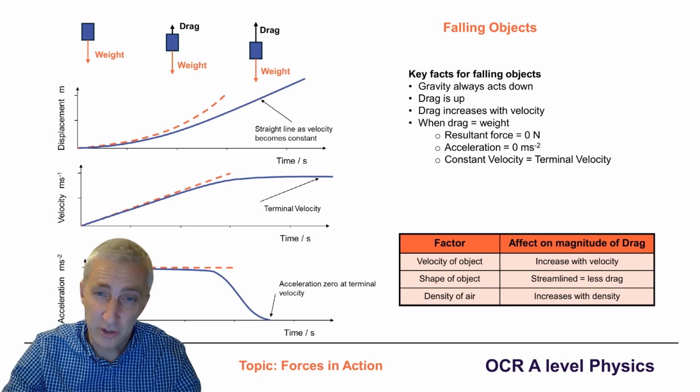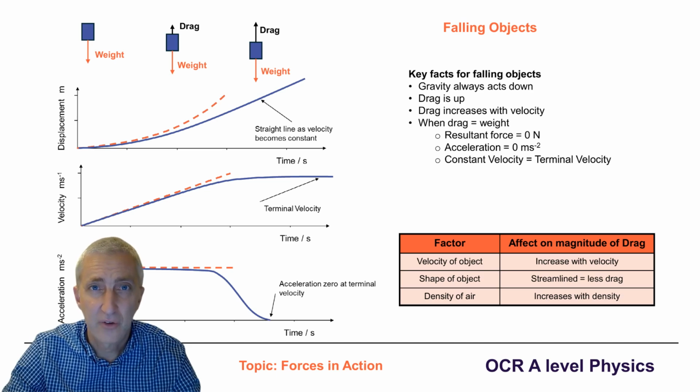This continues until the drag is equal to the weight. The resultant force is therefore zero. At this point, the object has reached its terminal velocity. For terminal velocity, the velocity is constant, that is, acceleration is zero.